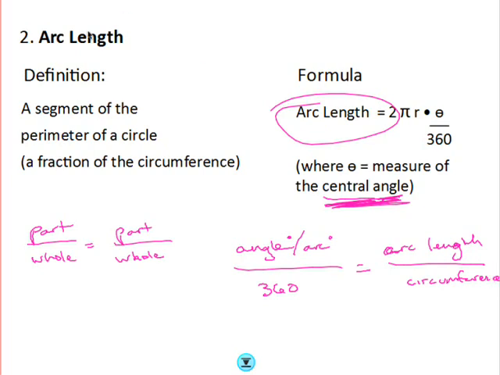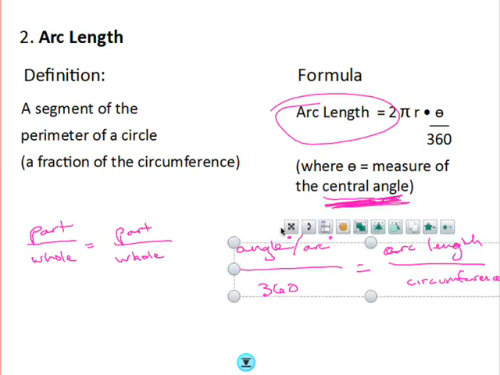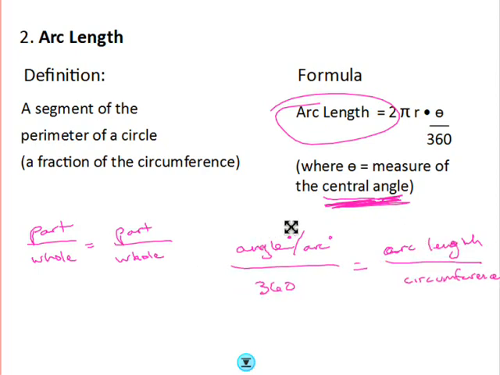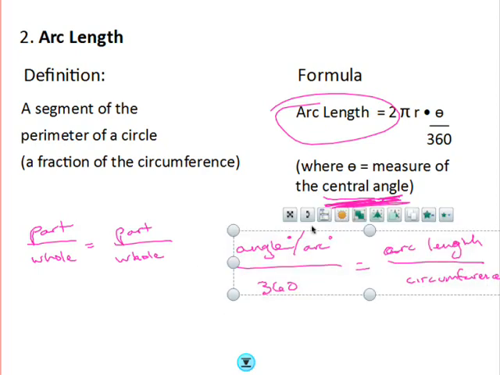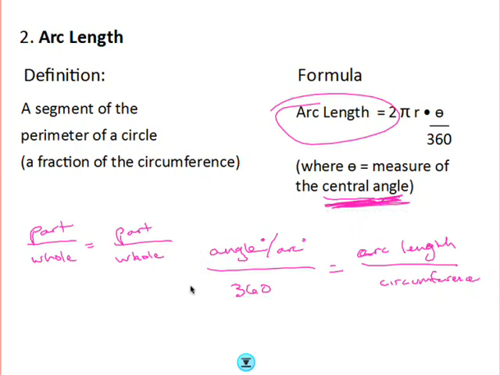Okay? And here's why. Because of what we just said on this previous page. That portion in degrees over all of the degrees is equal to that portion in length over all of the length. Okay? These are the same thing. All right? Don't get it twisted, as they say. It's just how you set up the problem. I like setting it up like this because it lets me cross multiply, and I'm really good at cross multiplying.